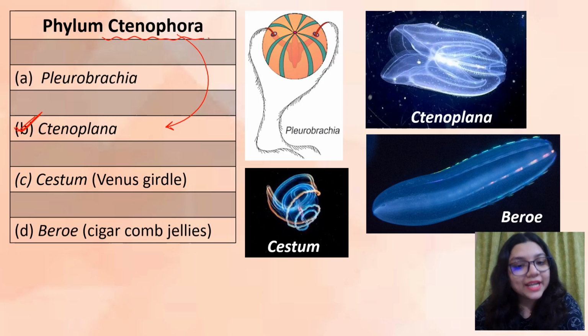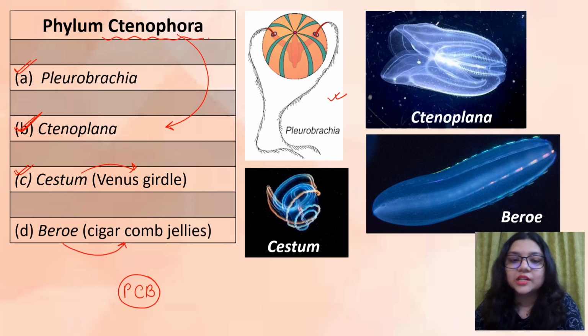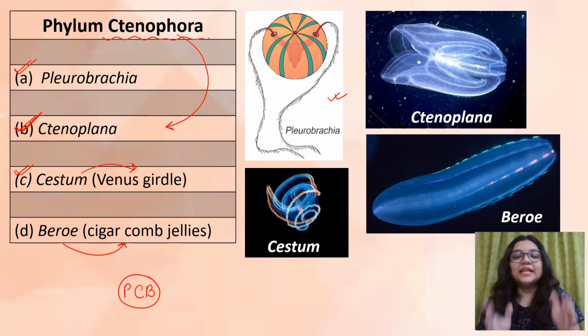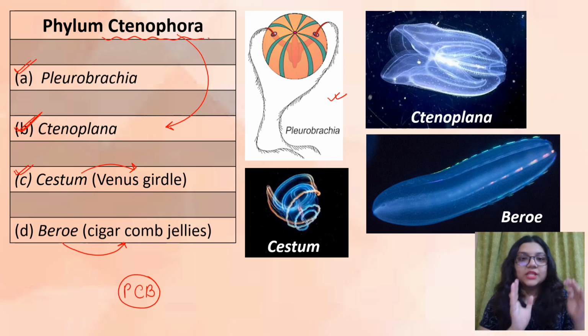The rest three for Ctenophora, I remember it as PCB. You take them, right? Physics, chemistry, biology. Most of you have this combination. Some of you have maths also. PCB. So what is this PCB? Pleurobrachia, which is this one. Then you have Cestum, known as the Venus girdle, and then you have Beroe, commonly known as cigar comb jellies, right? So for Ctenophora, Cteno gives you the name Ctenoplana, that you can remember. The rest three examples you remember as PCB, your combination. P is for Pleurobrachia, C is for Cestum, and B is for Beroe. I guess this is also clear.